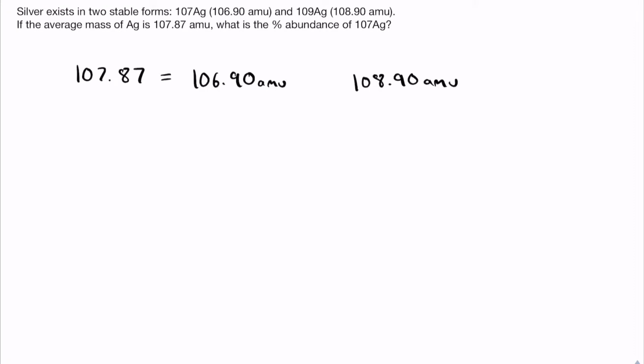However, the way we can relate these is by multiplying them by their percent abundance. So this will be x. And this will be 1 minus x. So the reason that we use 1 minus x and not a different variable here is because we know that all of these should add up to 1, because we are finding the average here.